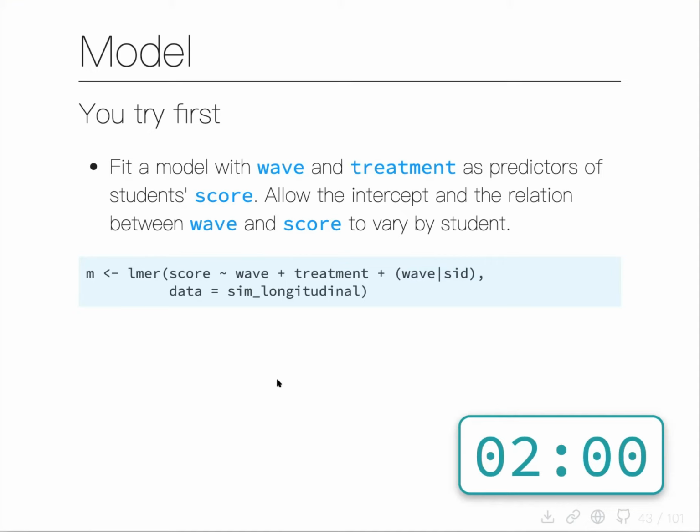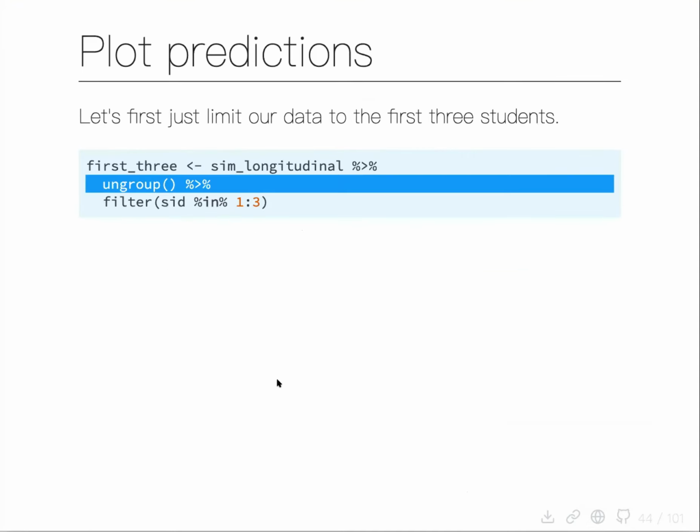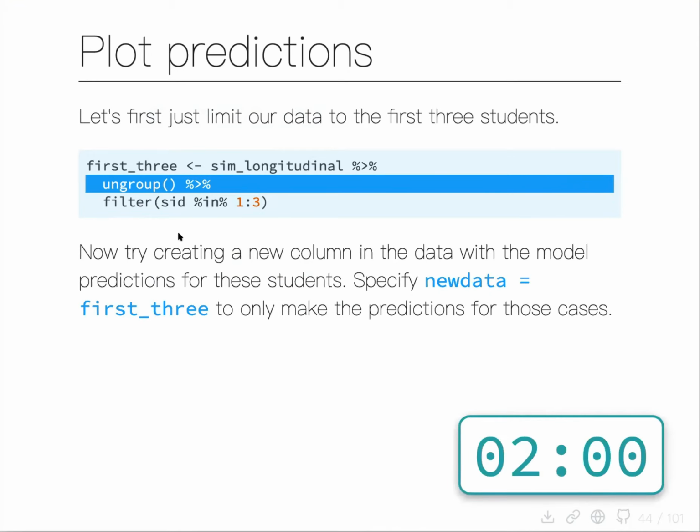Questions on that? Okay. So we're going to plot the predictions. This data set, unfortunately, is grouped already. So we're going to pipe this first to ungroup it. And then we're going to limit our data to just the first three students. So I'm going to say filter where SID is in this vector. It's going to look through that vector, 1, 2, 3, and it's going to look through SID. If SID is in that vector, 1, 2, 3, then it will return true. Otherwise, it will return false. And so this will give us a data set that has just those three students.